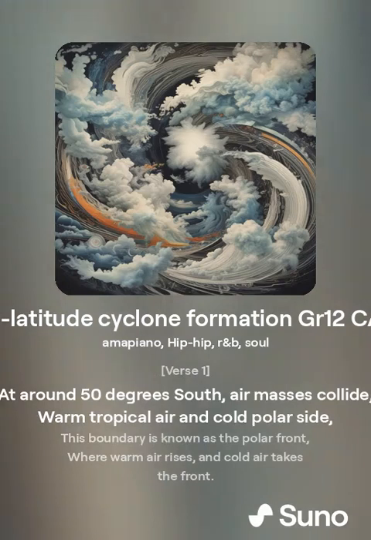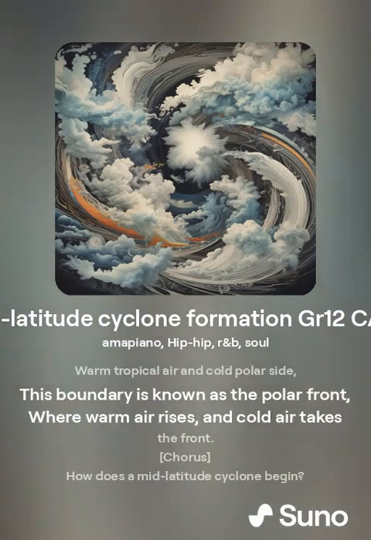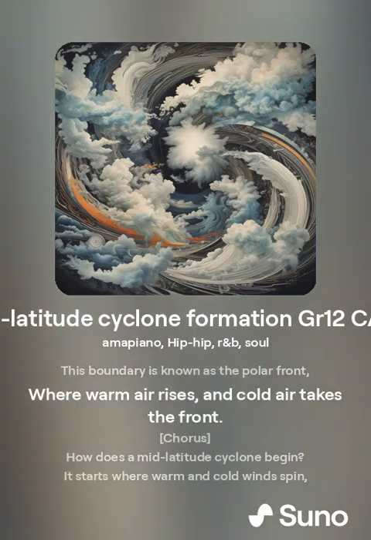50 degrees south. Air masses collide, warm tropical air and cold polar side. This boundary is known as the polar front, where warm air rises and cold air takes the front.